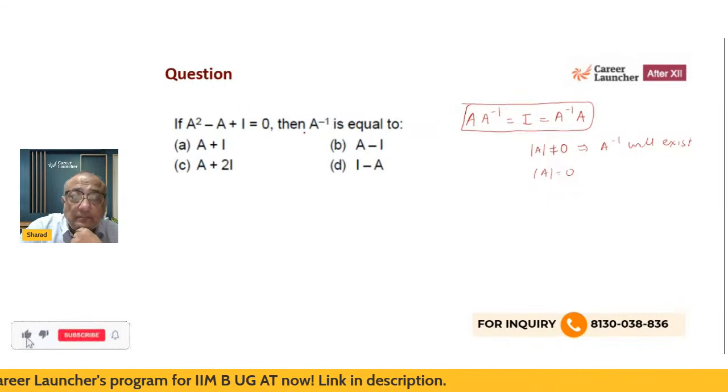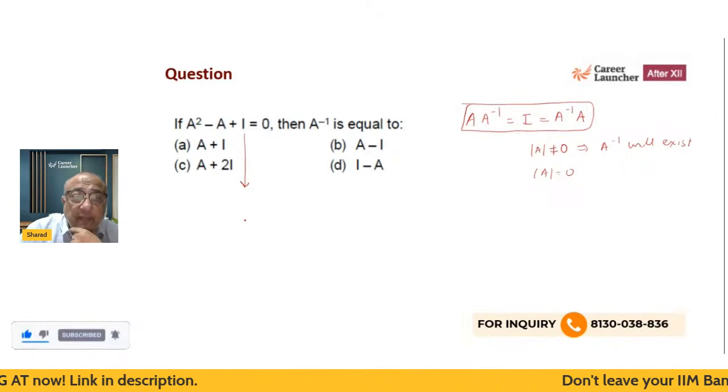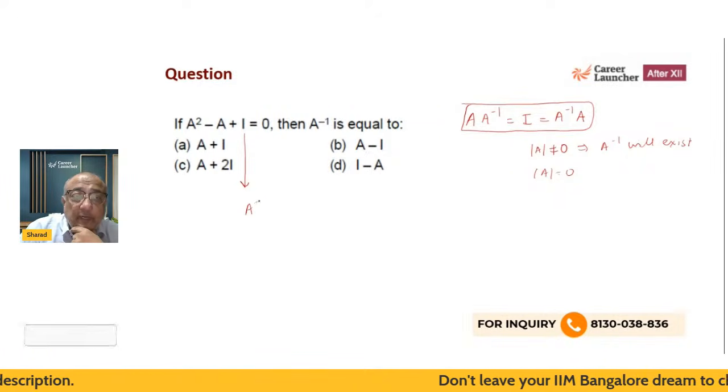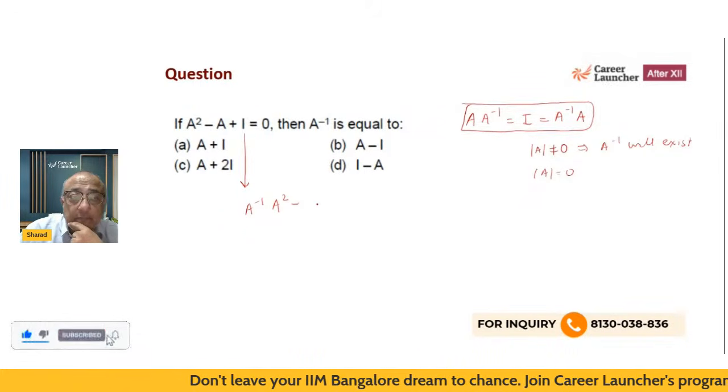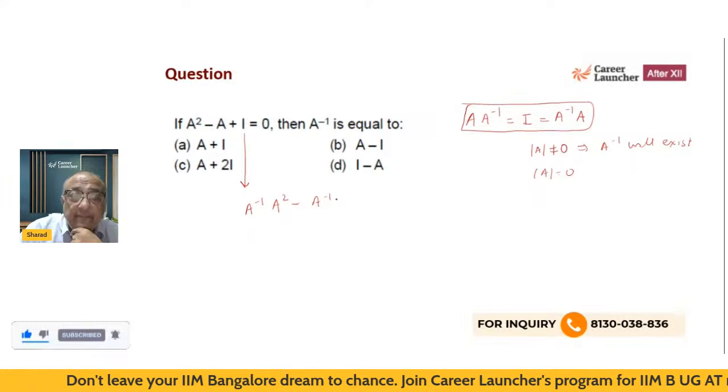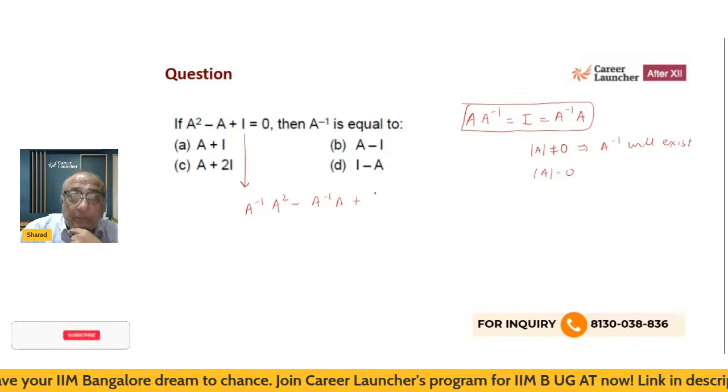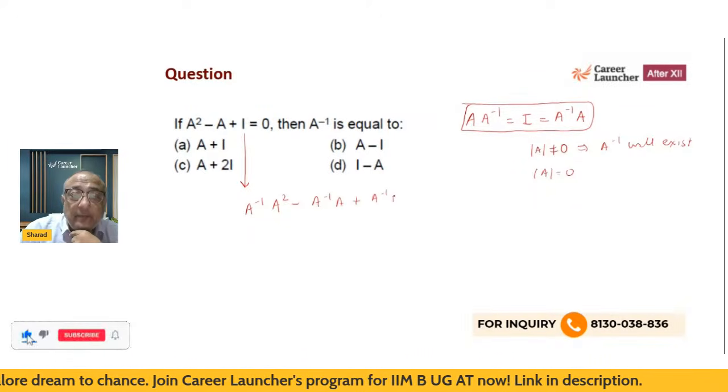Okay, let us come to this question, which is here. Chalo, it is easy, this is given. Okay, what should we do? We'll multiply both sides with A inverse. A inverse A square, A inverse A plus A inverse I.